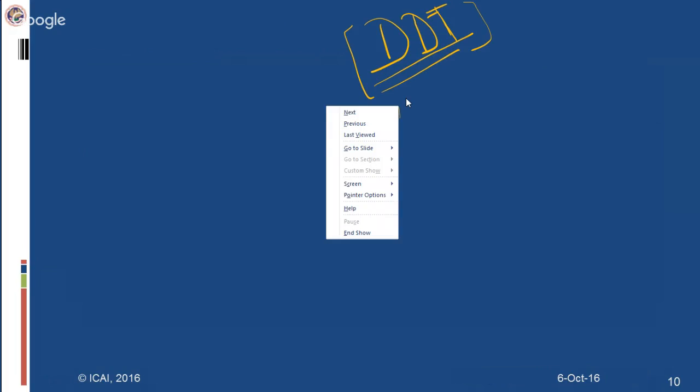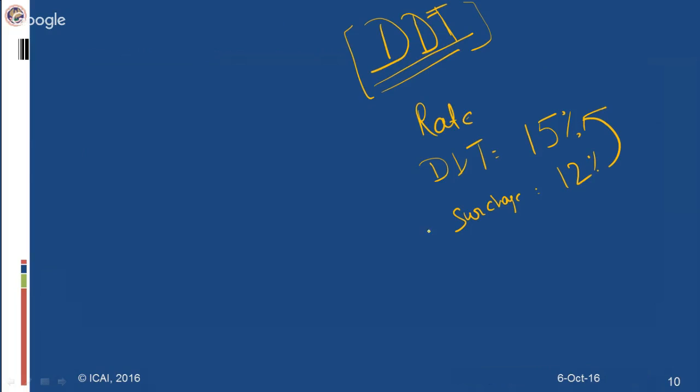First of all, the rate. What is the rate of DDT? The dividend distribution tax rate is 15%. The surcharge on it is 12% of 15%, plus education and higher education cess of 3% on the total. That means the total comes to 17.304%.